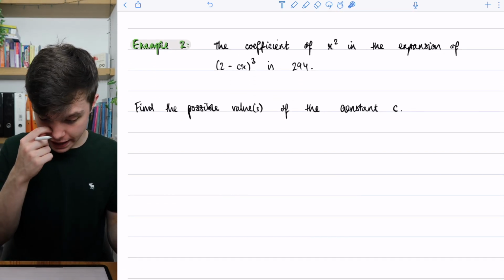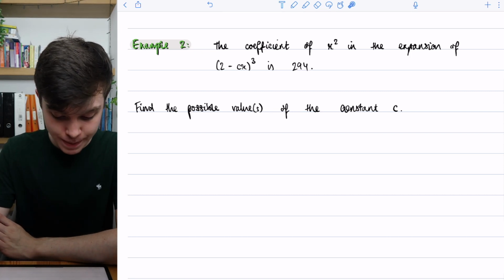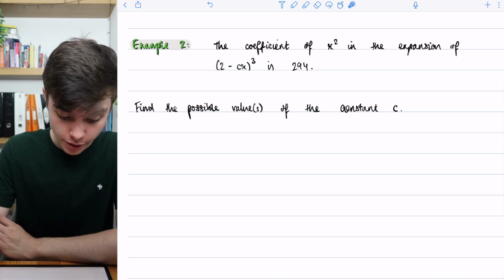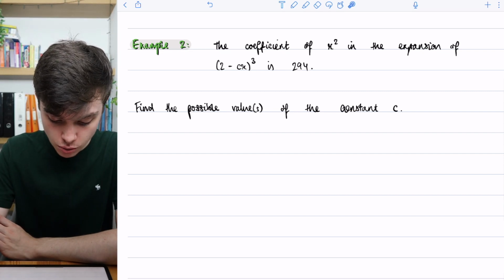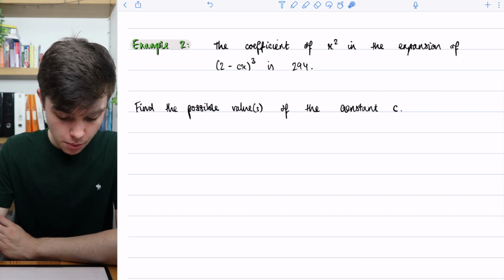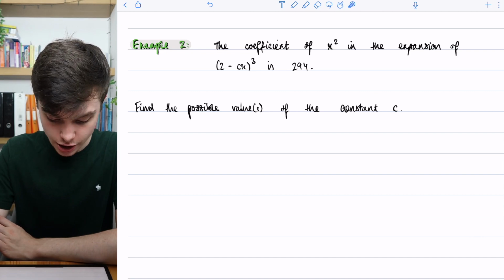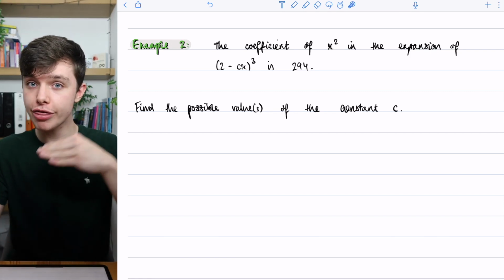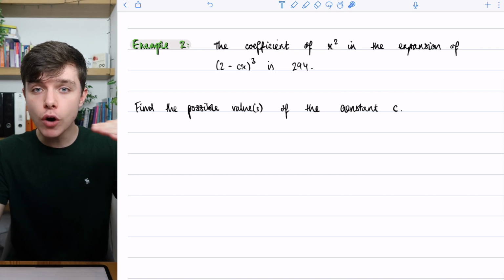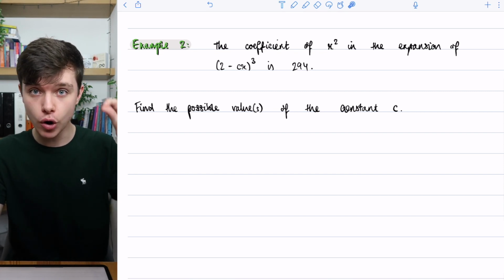Okay, example 2 in this video is a little bit different. It says the coefficient of x squared in the expansion of that, which is 2 minus cx cubed, and it's all cubed, is 294. We want to find the possible values of the constant c. Okay, so what I'm going to do is, again, work out Pascal's triangle. We have a power 3 here, so we're going to look at the 4th row down on Pascal's triangle. It's row 3, but it's the 4th row down.